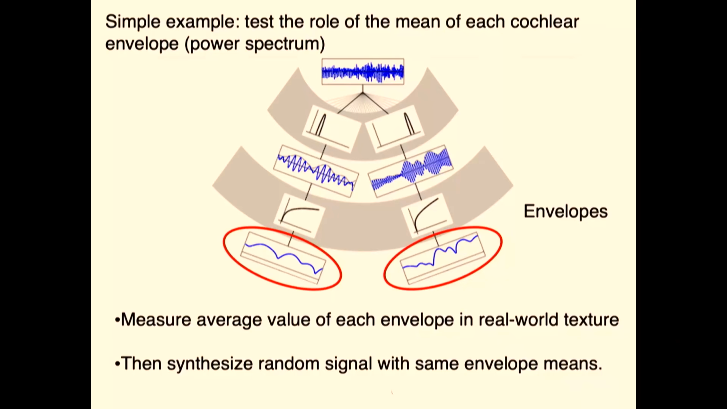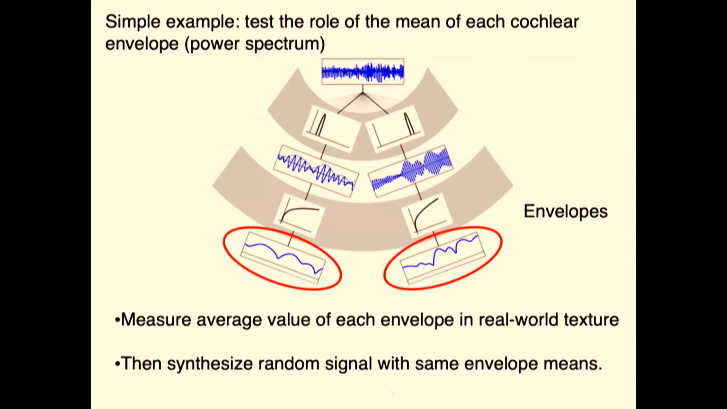Okay? Okay, so I'm going to walk you through a really simple example just to make sure everybody's on board with the logic here, right? So let's suppose that we have the world's simplest theory of texture perception, which is that our representation of texture consists of something that approximates the power spectrum, right? So the power spectrum is a super standard thing to measure with sound. On some of your earlier problem sets, you actually plotted the power spectrum, right? In this model, the power spectrum is approximated by the mean of each cochlear envelope.